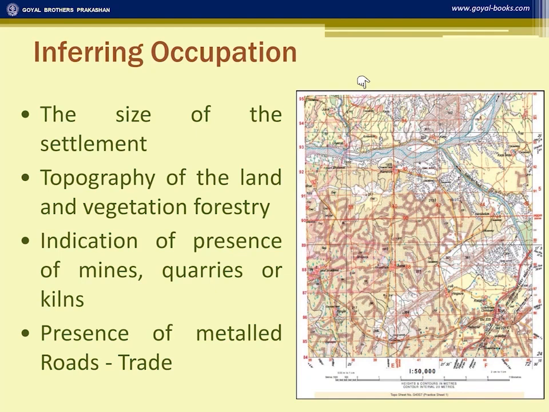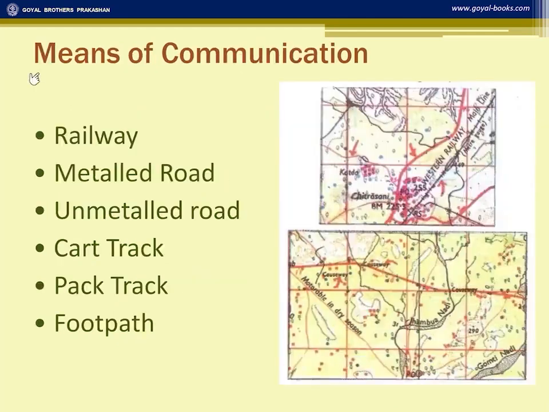Suppose there is a forest here, then people would be engaged in forestry or wood collection. Suppose there is a metal road, as I said, they are engaged in trade. So the presence of mines, quarries, kilns or a metal road shows trade, and in mines and quarries people are working. Sometimes the area has stone quarries, then people are working in the stone quarry.